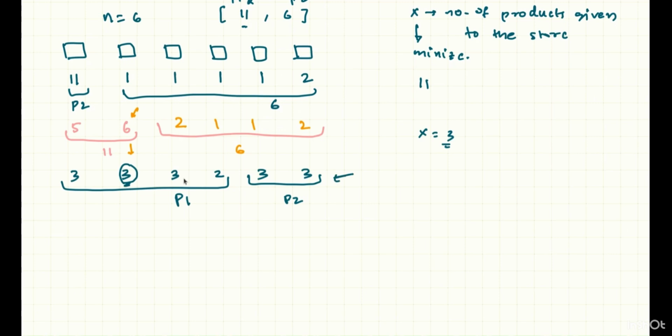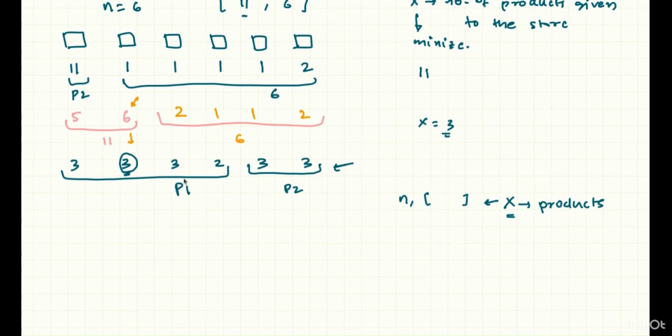So how can we approach this problem? Let's say we have x products with us, and we have n stores and some number of quantities. Can we determine whether we can distribute these products, whether it's optimal or not? Let's not think about optimality. Let's just think whether we can distribute it or not. How can we approach it?